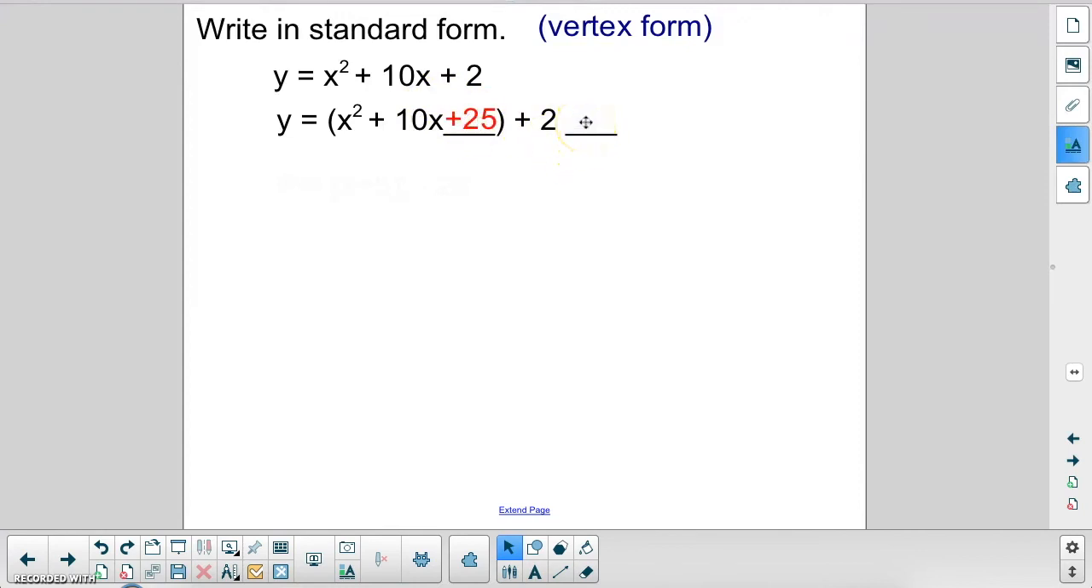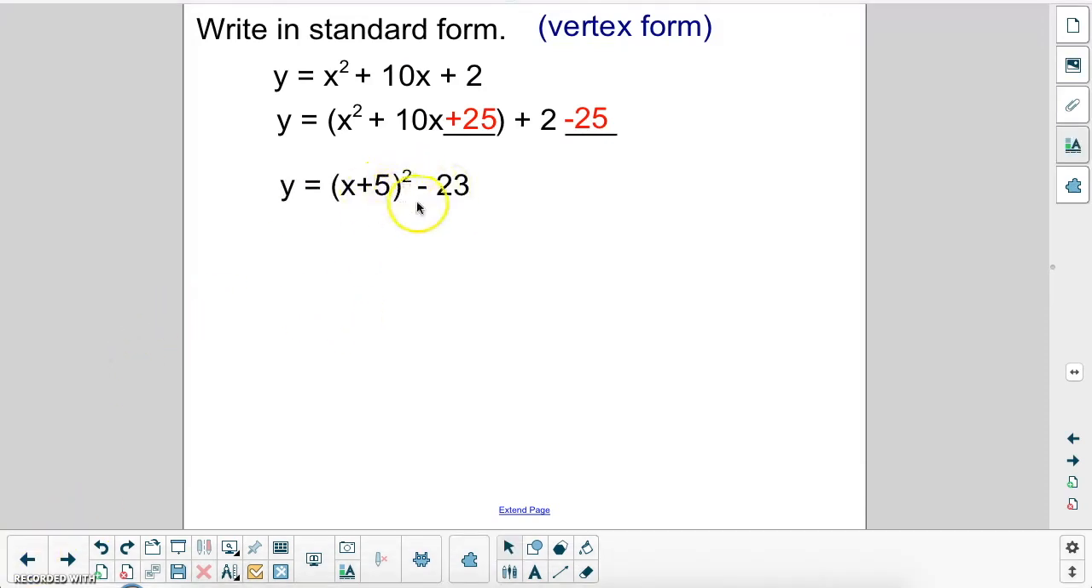But since I added 25, I've got to subtract 25 on the same side of the equation to keep the equation balanced. Now I'm going to factor that perfect square trinomial and combine like terms here. Now I have the vertex form of the equation, and I can see the vertex is negative 5, negative 23.